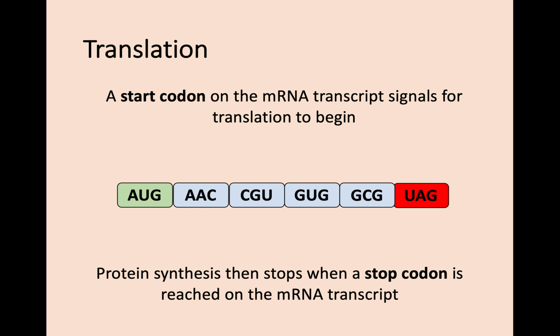I mentioned the stop codon earlier on. There's a start codon at this part as well, which is AUG. So the green one is start, red is stop. Once the mature mRNA transcript gets to the ribosome, the start codon signals for the process of translation to begin. And then when it hits a stop codon, protein synthesis stops.